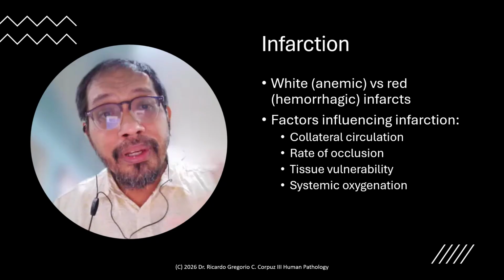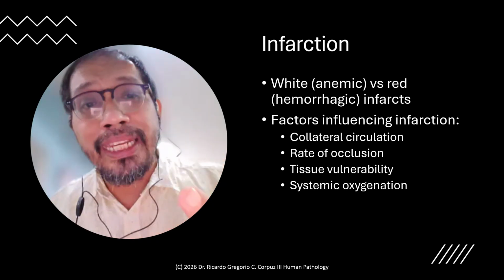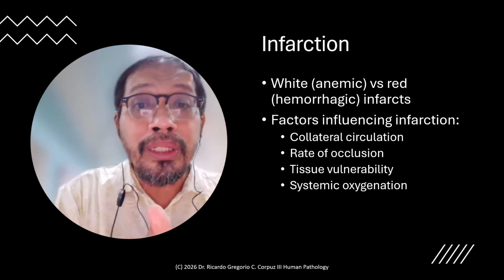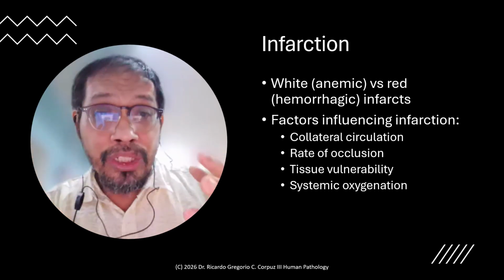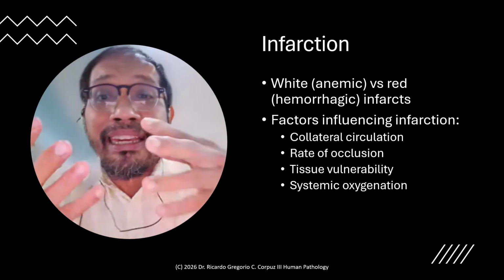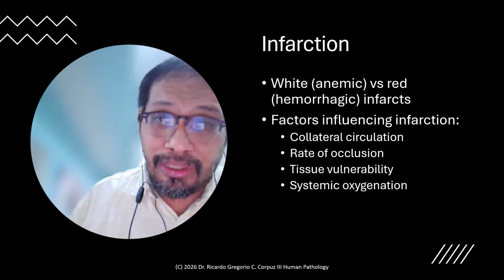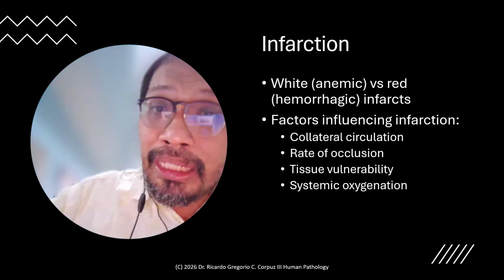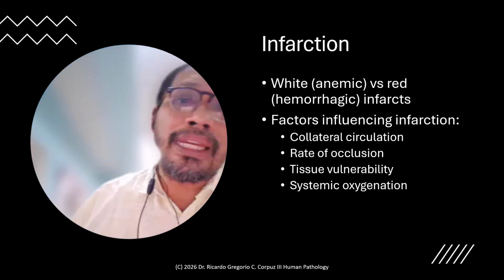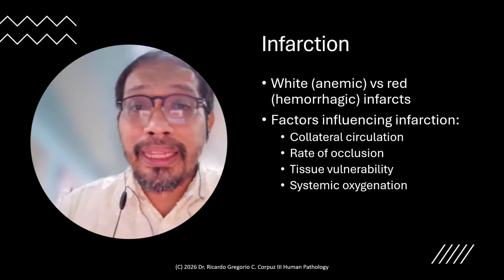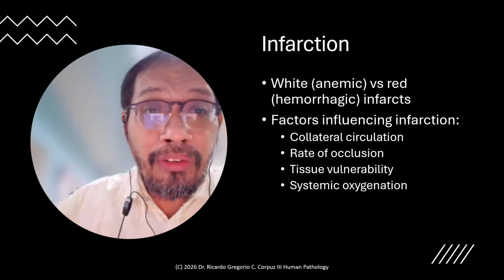Number four, systemic oxygenation. Low blood oxygen content like anemia, shock, respiratory failure increases both likelihood and extent of infarction. What's the supporting line? Abnormally low blood oxygen content increases both the likelihood and extent of infarction.